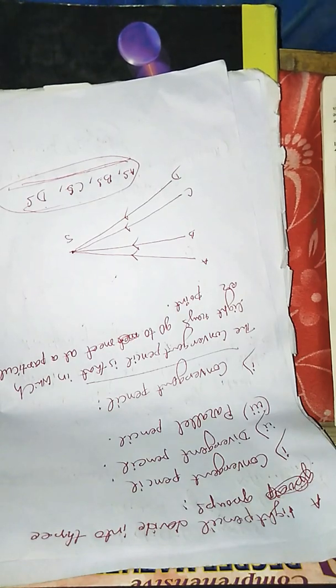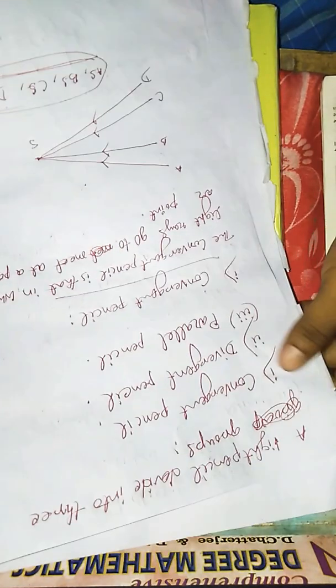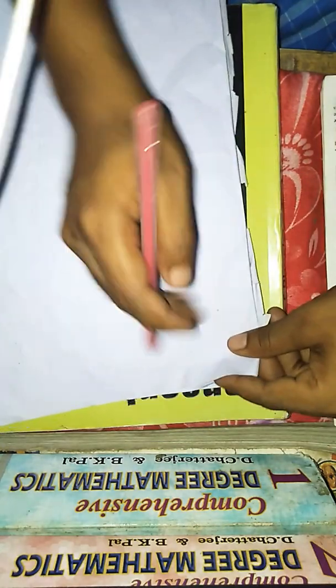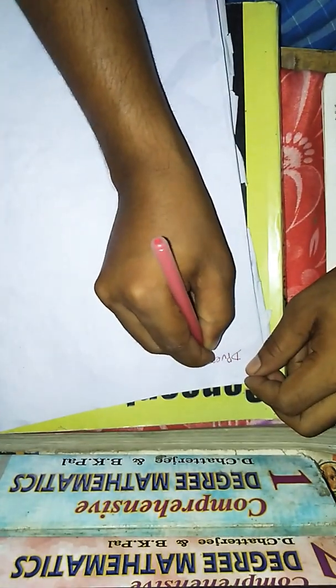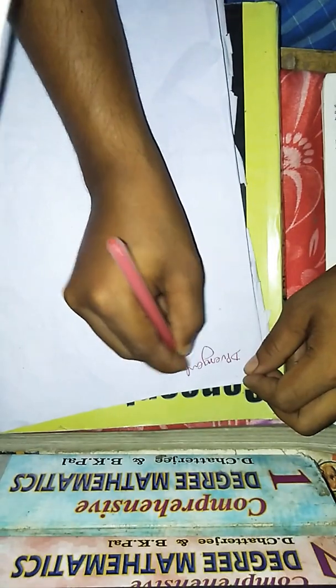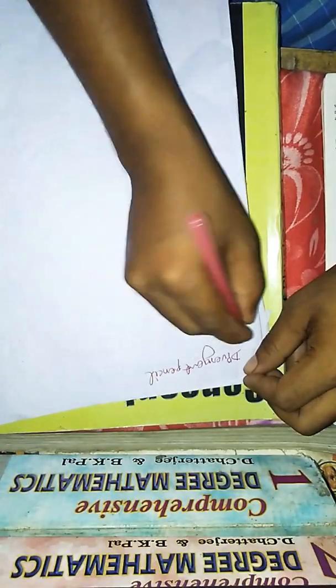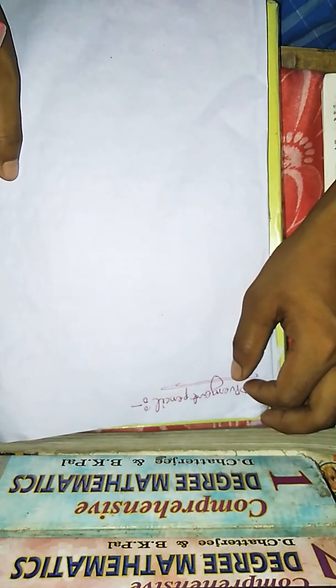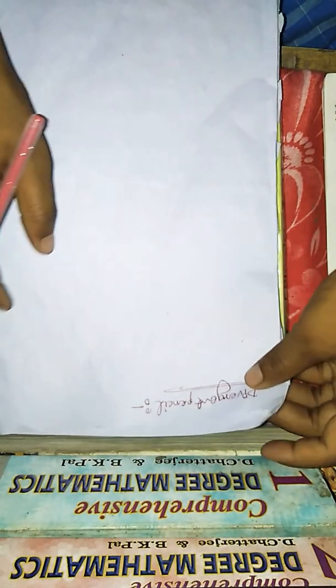Now we go on to describe the second pencil, which is the divergent pencil. Okay, what is the definition of a divergent pencil? Actually, this divergent pencil is the opposite type of the convergent pencil. As we know, in a convergent pencil, all the light rays go to meet at a particular point.